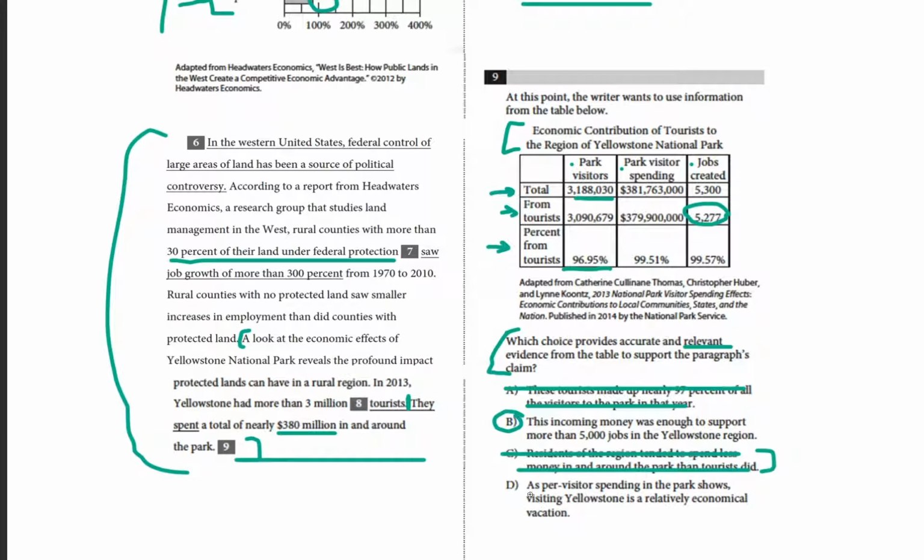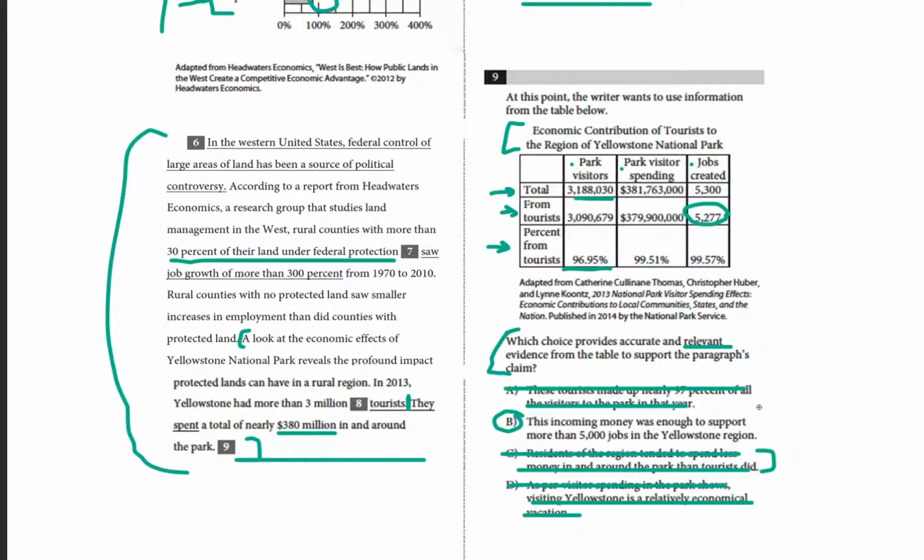D actually looks similar. As per visitor spending in the park shows, visiting Yellowstone is a relatively economical vacation. We don't know what per visitor spending in the park is, according to this graph. We can divide the amount of park visitor spending by the number of park visitors, but we don't actually know what the average spend is per visitor. So I'm going to cross it off. And that leaves us with B.